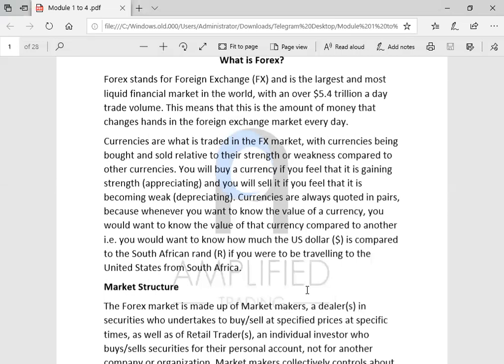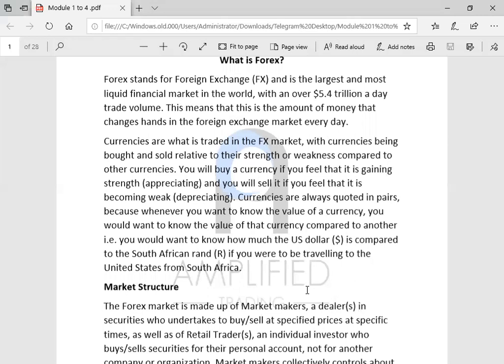Currencies are what is traded in the foreign exchange market, or shortened, the FX market. You buy a currency if you feel that it is gaining strength and appreciating, and you sell it if you feel that it is becoming weak and depreciating. So if you feel like the market will drop, then you'll go short, and if you feel like the market will rise, then you'll buy, you'll go long.